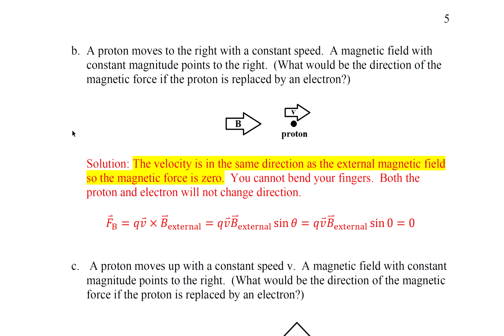Part B, a proton moves to the right with a constant speed. A magnetic field with constant magnitude points to the right. So remember, put the fingers of your right hand in the direction of QV, which is to the right. Bend them in the direction of B. Well, you can't bend them because B is in the same direction as V. Okay? So the cross product is 0. That's why there's no magnetic force.